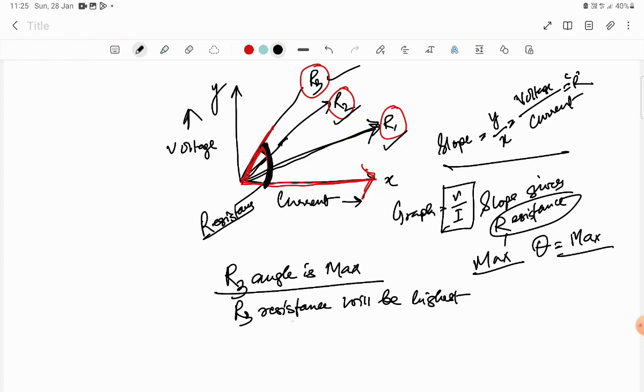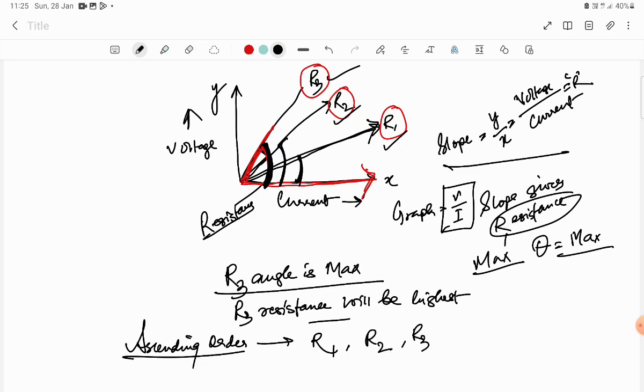In the same way, next we have R2 whose angle is this, and next we have R1 whose angle is this. So if we arrange them in ascending order, meaning increasing order of resistance, then the least resistance is R1, then R2, then R3. And if we arrange them in descending order, then it will be R3, which has the maximum resistance, then R2, and then R1.